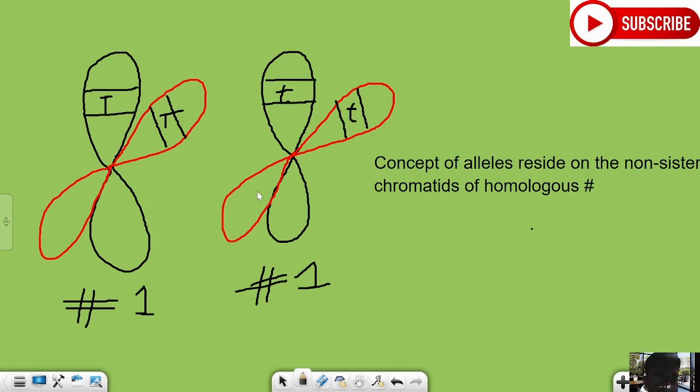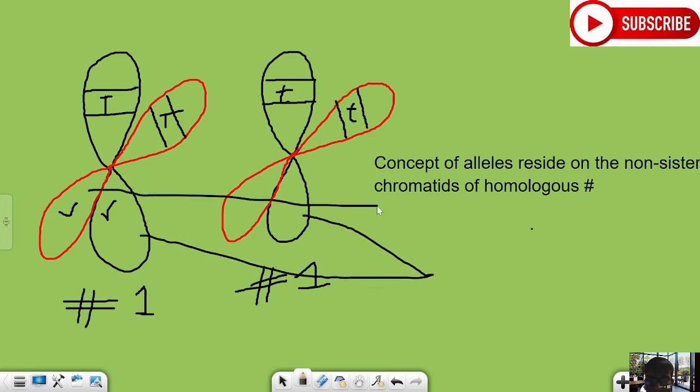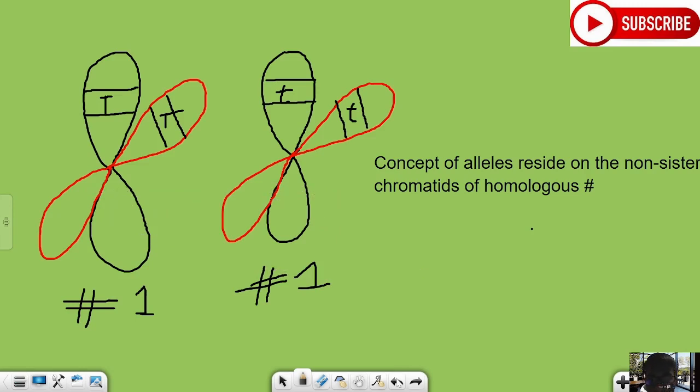Which are the non-sister chromatids? So here, in this chromosome, this is the sister chromatid, and this is the sister chromatid of the other chromosome. And what about non-sister chromatids? These two are the non-sister chromatids, or these two are the non-sister chromatids. Okay, that is the concept of non-sister chromatid.